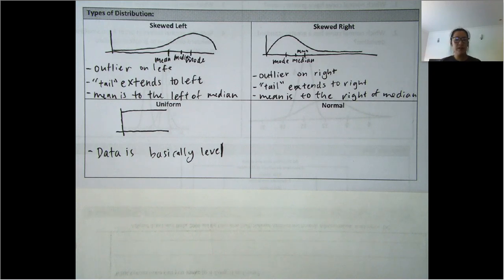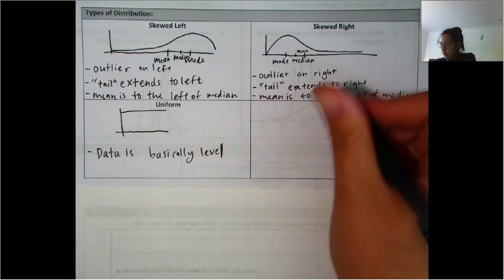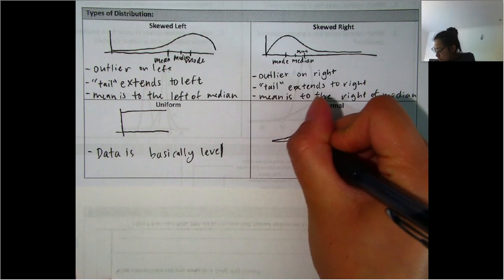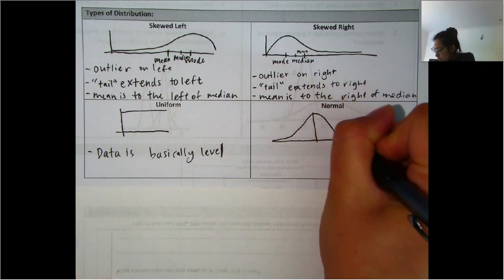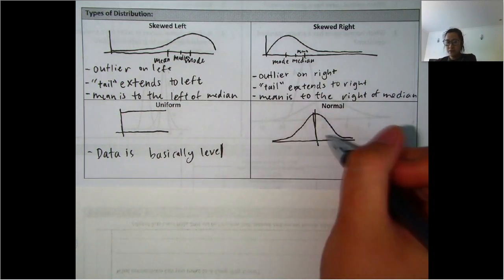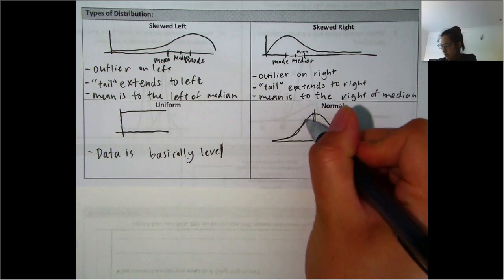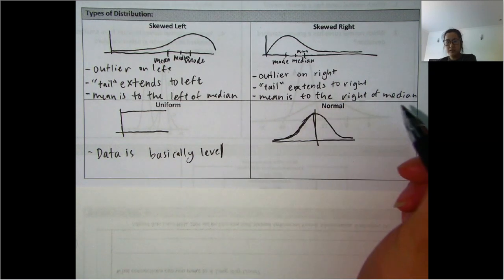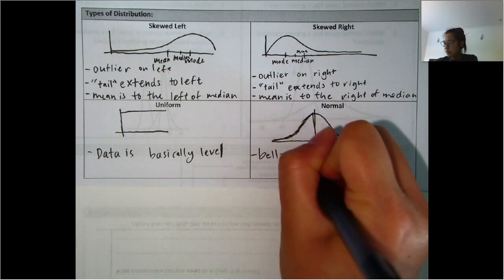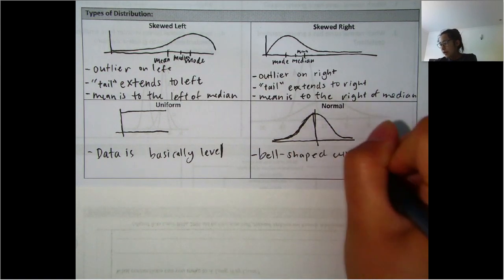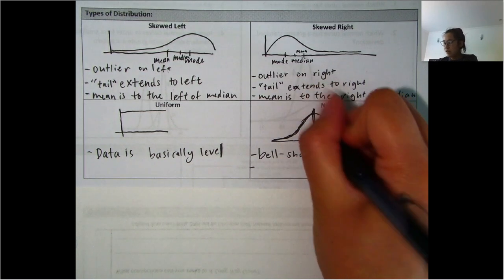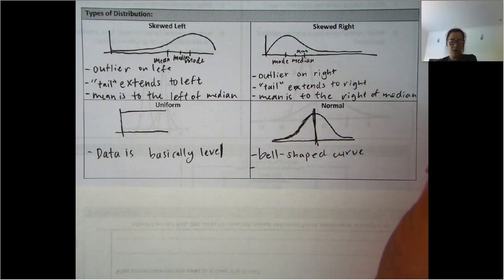So the normal shape is going to be your bell-shaped curve. So those should be symmetrical. So this is supposed to be a symmetrical bell-shaped curve. And so we'll write that as a bell-shaped curve. Also, in this situation, the mean, median, and mode are all going to be right here in the middle. And so they're all going to be equivalent.